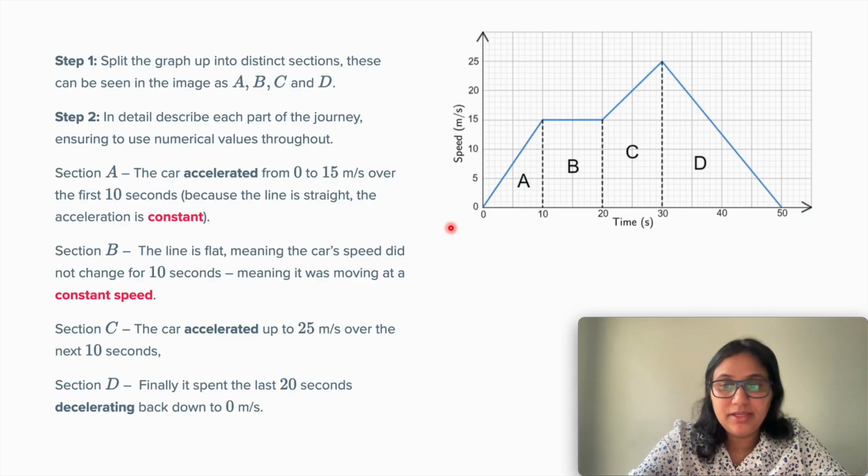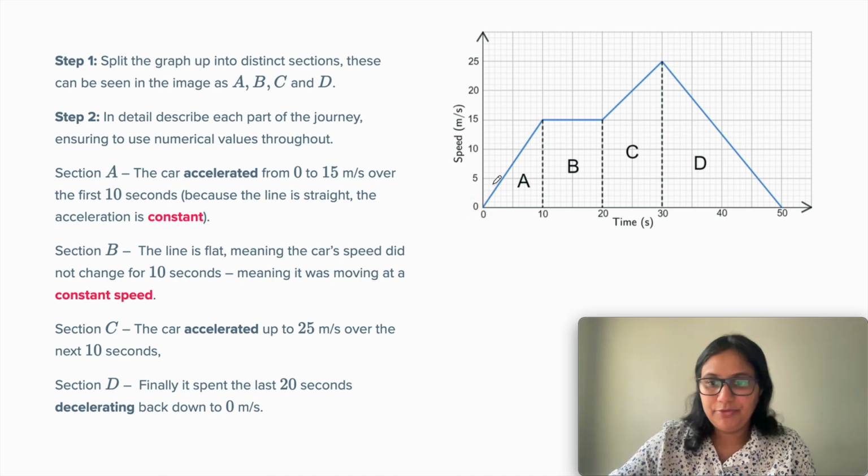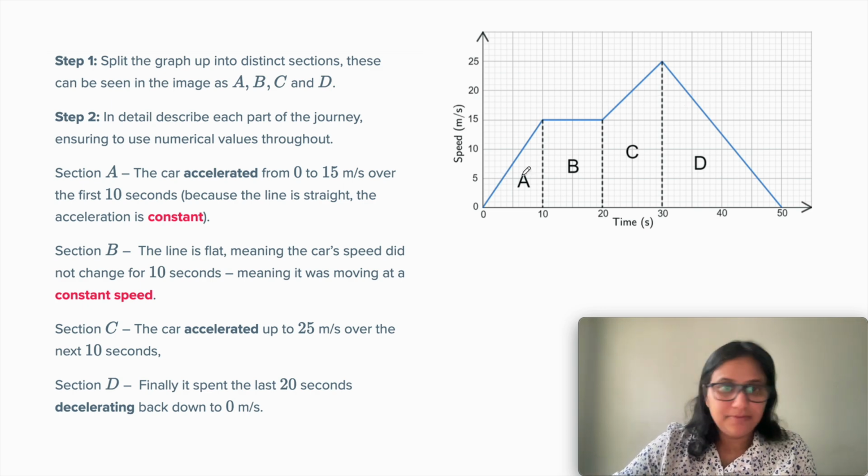First thing we are supposed to do is split the graph like this. If you get this kind of numerical in your examination, first you need to analyze the graph, because it will be difficult to predict the nature of the graph otherwise. We are going to split the graph up into 4 portions. A is in the form of a triangle, B is in the form of a rectangle, C is in the form of a trapezium, and D again a triangle. Describe each part of the journey, ensuring to use the numerical values throughout.